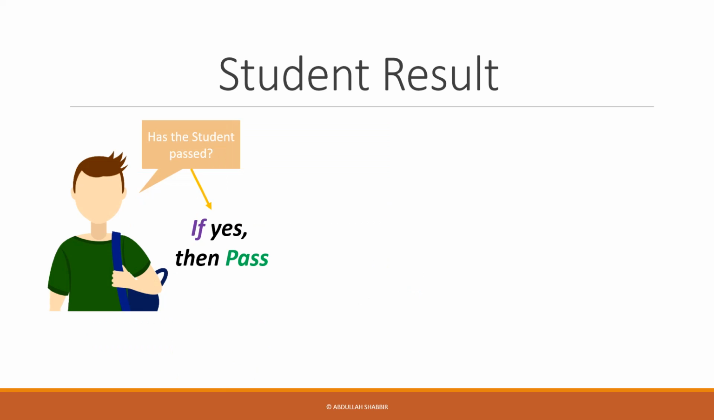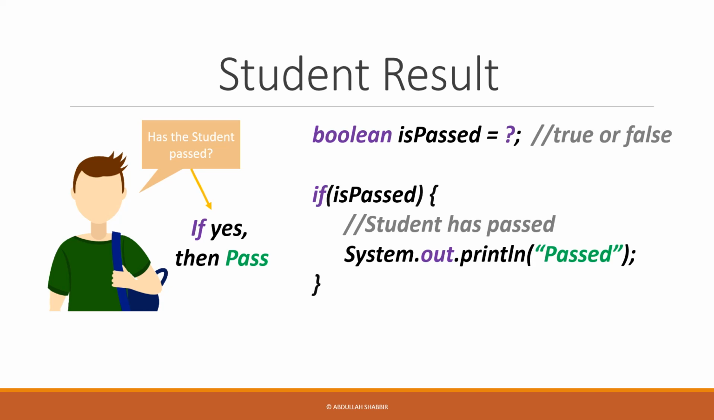We'll first need to know if the student has passed or not, and we can store this information as a boolean variable, which I'll call isPassed, and this will either be true or false. Then let's create our if statement. We want to test a condition to check if isPassed is true.